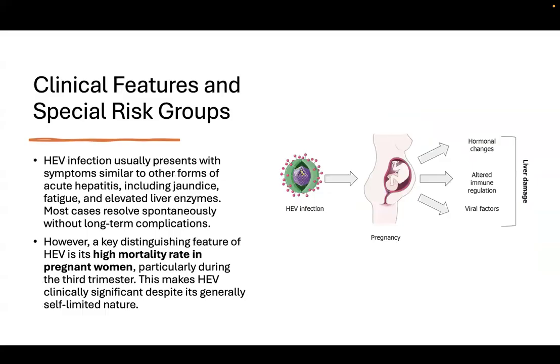The biggest difference between hepatitis E virus and hepatitis A is that it has a much more specific risk group. The clinical features are very similar to hepatitis A: jaundice, fatigue, elevated liver enzymes. Again, it is spontaneously and quite easily cleared, and you have a very good immune system against it. But the biggest distinction between hepatitis E and A is the high mortality rate in pregnant women. Hepatitis E is very deadly in pregnant women. Hepatitis A is not, but the E is. This is the biggest difference between the two.